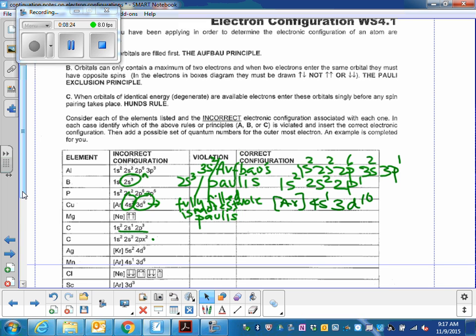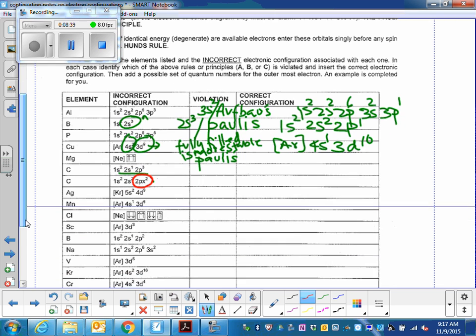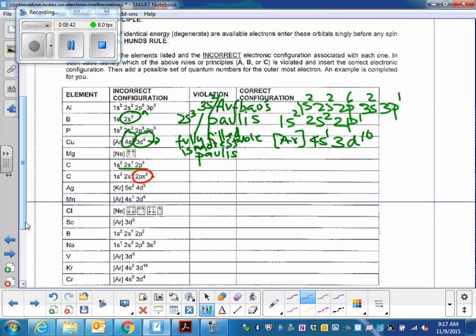Alright? When you come down to carbon, it says 2px2. How do you interpret 2px2? It means that when you have your boxes, there is 2 in the first box, there is 2 in the second box, and when you have P, both of them are in the same box because this stands for Px, this stands for Py, this stands for Pz.